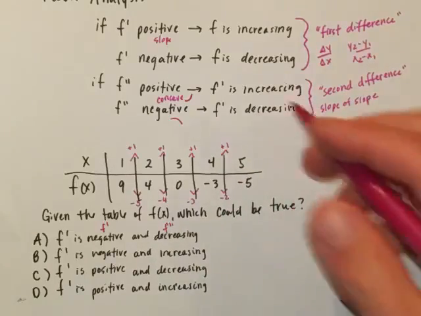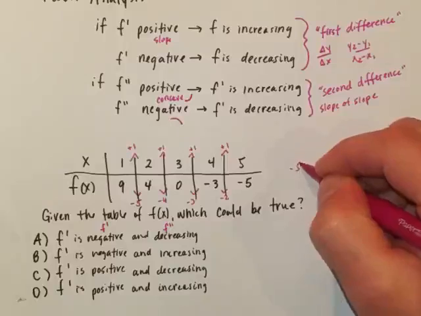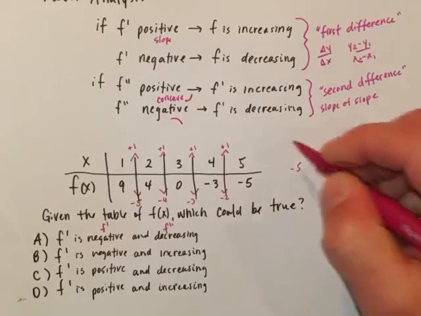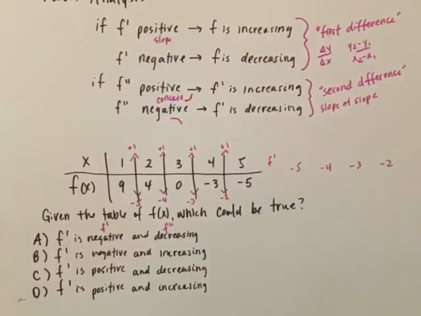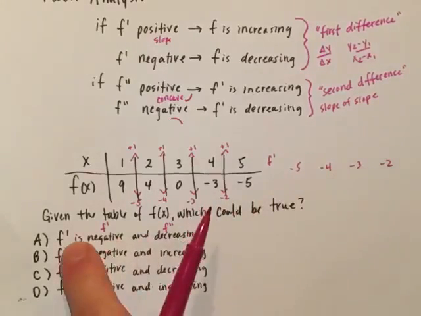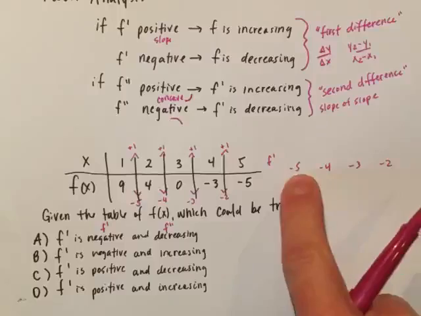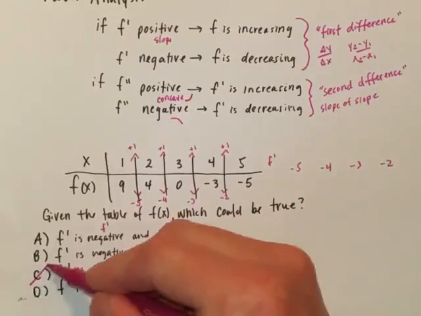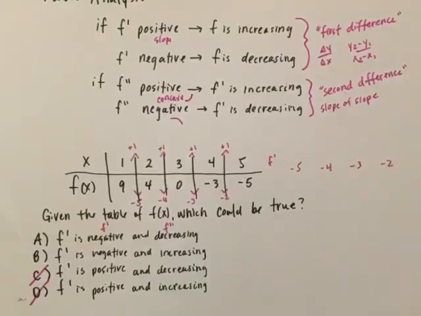So my slopes actually look something like this. It goes from negative 5 to negative 4 to negative 3 to negative 2. That's my f prime in order. So we can answer that first question: is f prime going to be negative or positive? Well, let's look at all of these numbers. Clearly all these numbers are negative, so we can cancel out those two right there. Sorry, I should cross out the part that's incorrect.